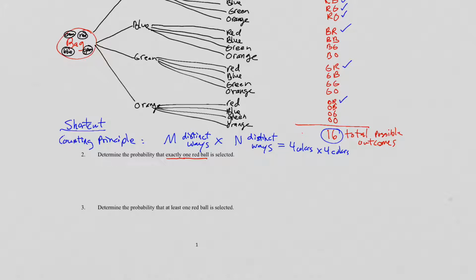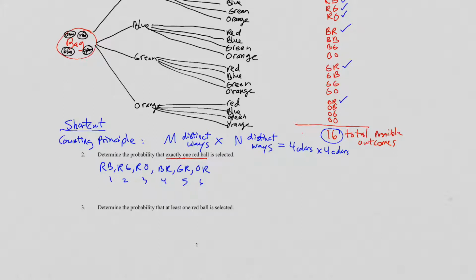So I'm just going to go ahead and write them down over here. So we had red, blue, red, green, red, orange. We had blue, red, green, red, and orange, red. Okay, that's 1, 2, 3, 4, 5, 6.